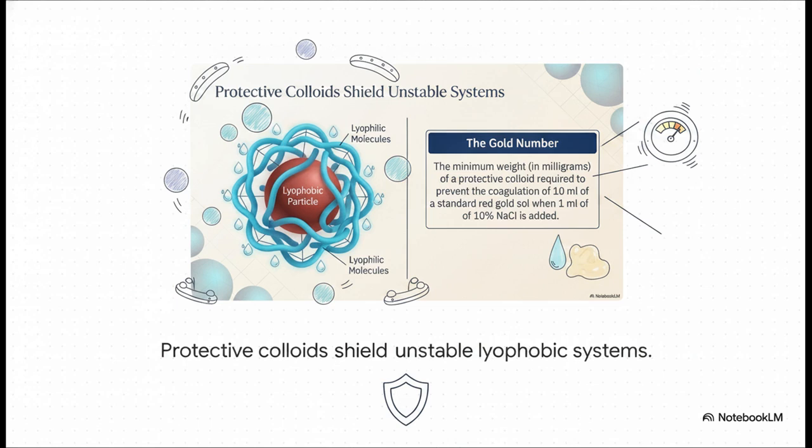The effectiveness of this shield is measured by the gold number. Now, counterintuitively, a lower gold number indicates a higher protective power, kind of like golf. Gelatin, for instance, has an exceptionally low gold number, making it a phenomenally powerful protective shield, whereas starch has a high gold number and gives very poor shielding.